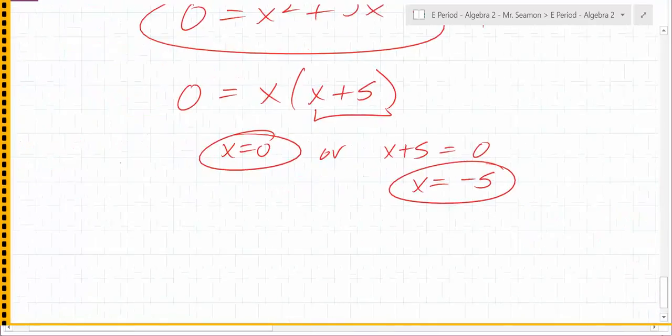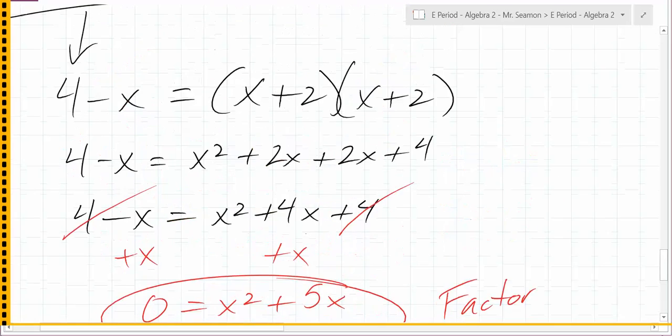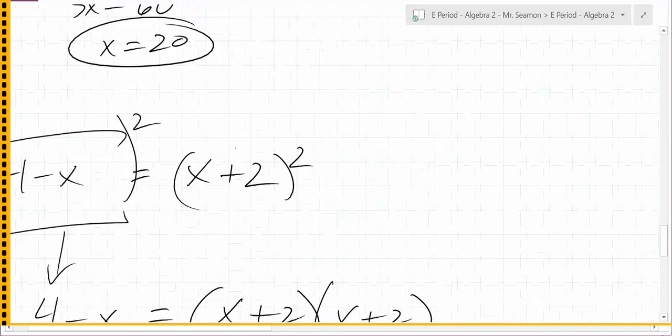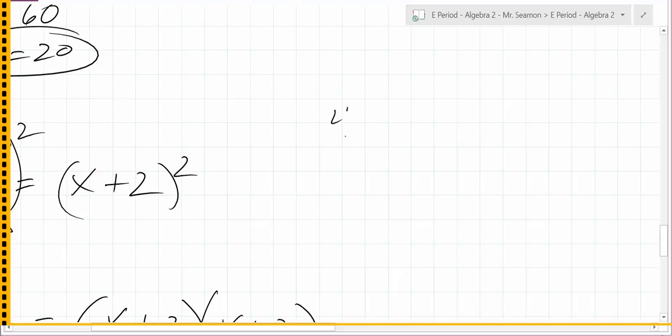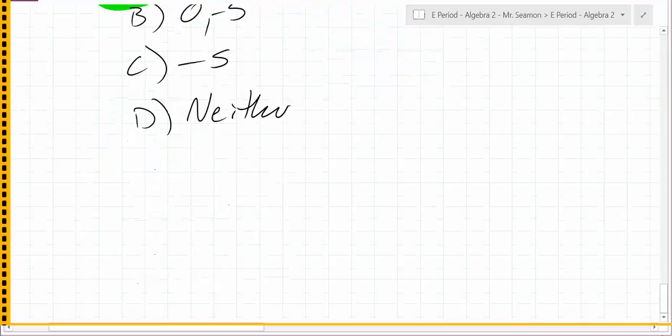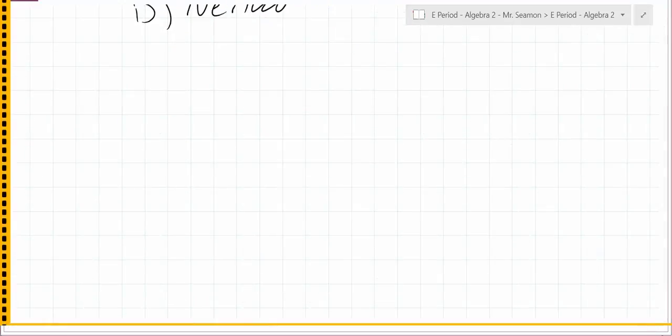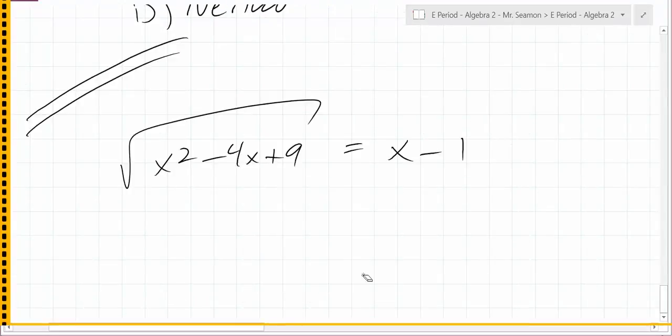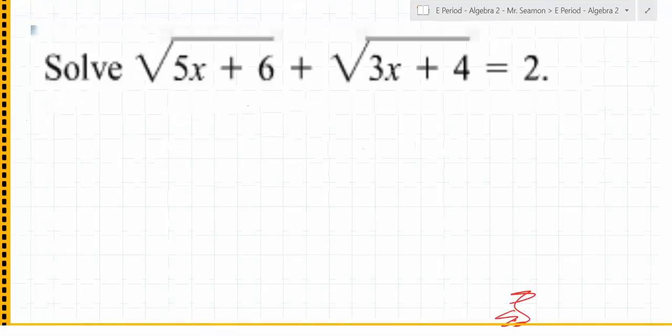So over here we have two answers, 0 and -5. Let's go back up here and see if it works. What was our original equation? It was the square root of 4 minus x equals what? x plus 2. Let's plug in 0 and see if it works. Okay, so you have to be very careful about checking your answers. There's nothing added. So what should you do to both sides? Square. Go ahead.